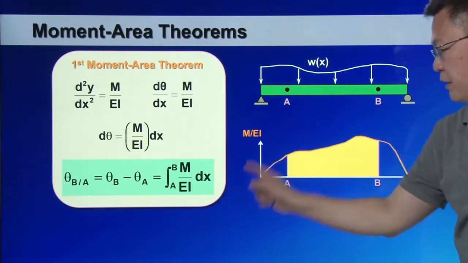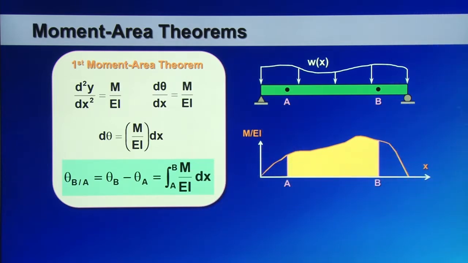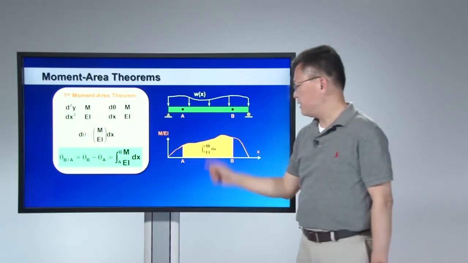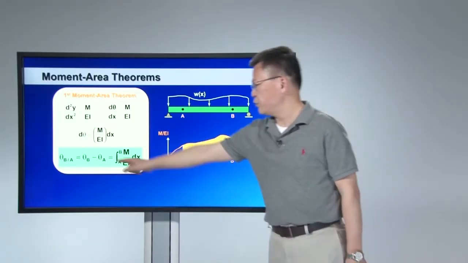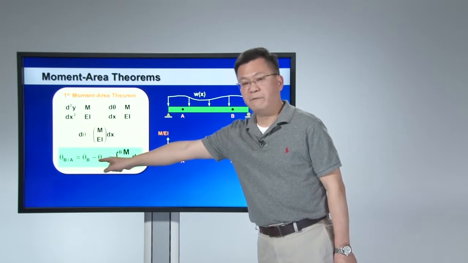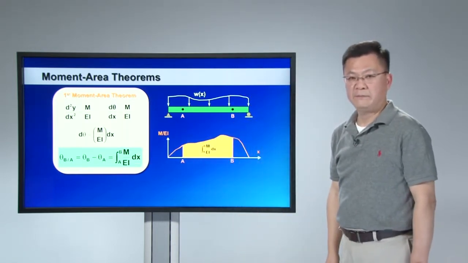This integration, if you see it from the M over EI plot, is nothing but the area underneath the M over EI curve between A and B. So here is the integration. So it shows you that this area is equal to the rotation angle difference between B and A.